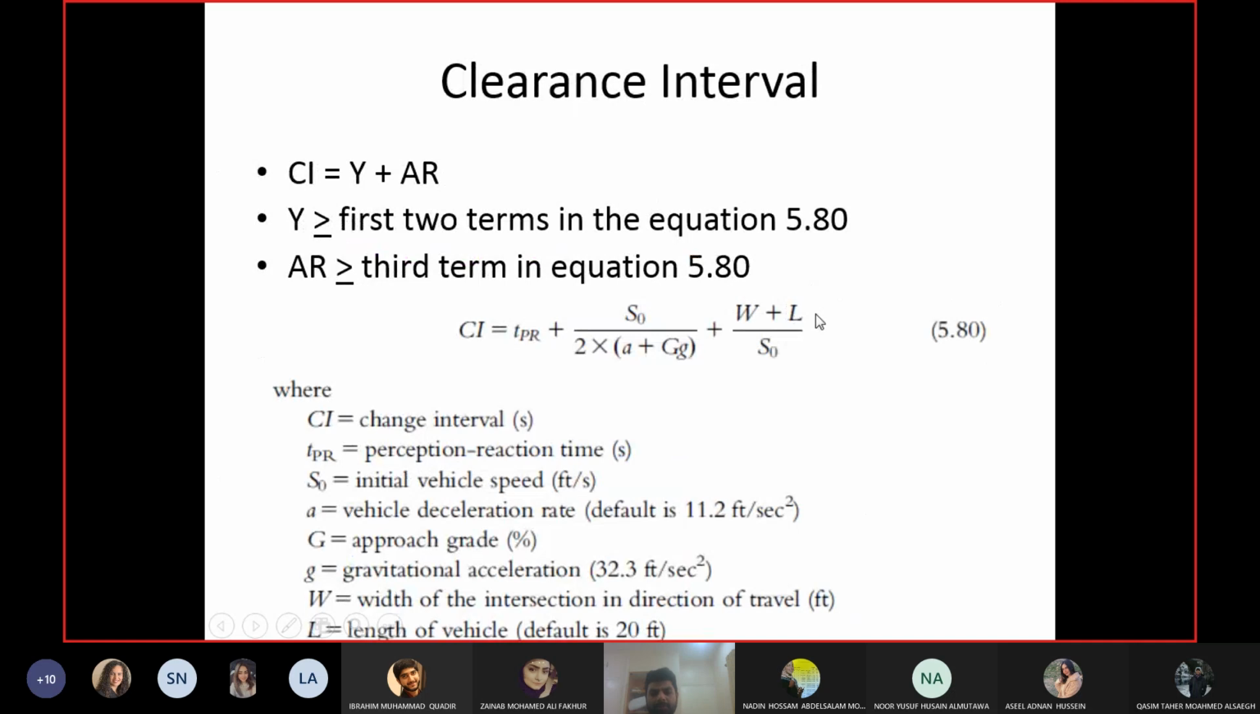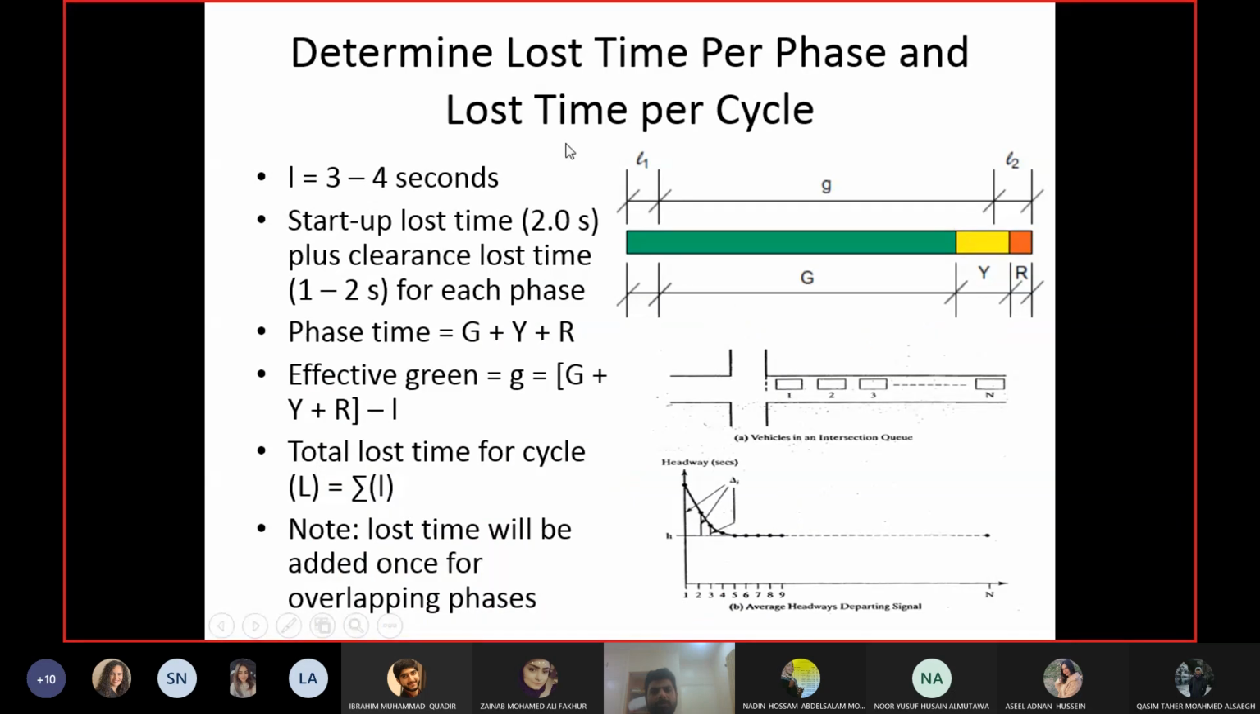Okay, and L is the length of the vehicle, S0 is the initial speed. These first two terms give you the minimum value of yellow time, and this last term gives you the minimum value of all red. So this equation gives you the total clearance interval. The first two terms are the minimum for yellow and the last term is the minimum for all red. Then you find out the lost time per phase.